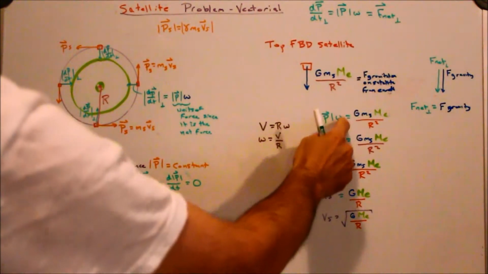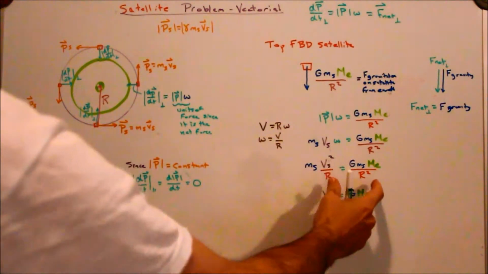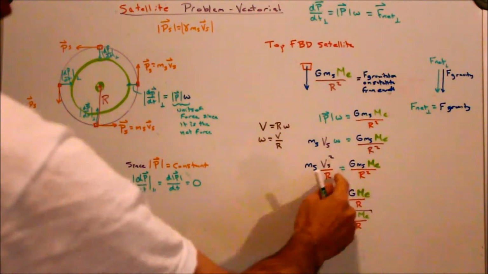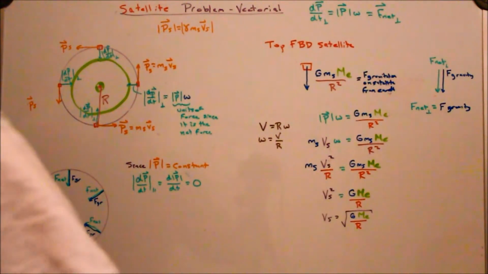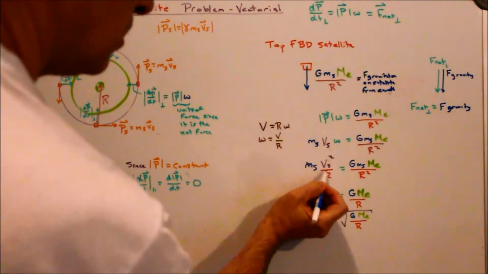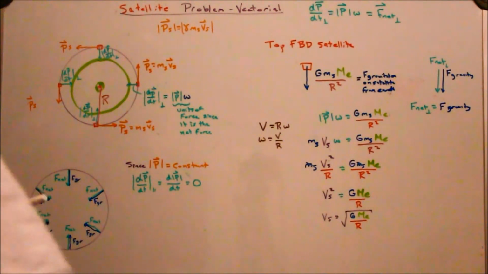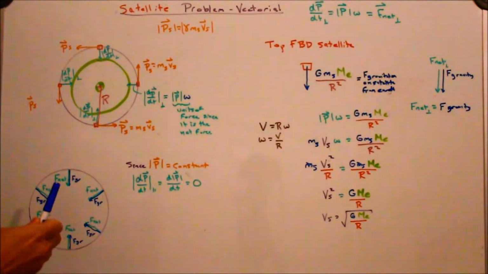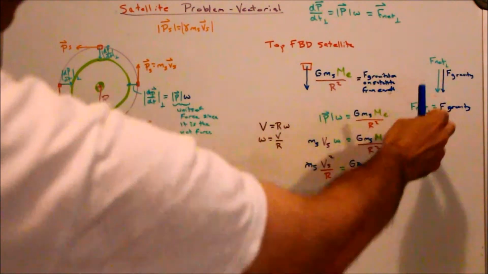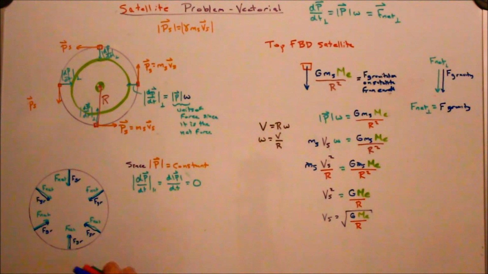Omega is this. I can substitute in for omega. Get this. Those are the same. Mass of the satellite doesn't matter. Divide by an r, I get this, and so there's my velocity of the satellite. Real easy, and thinking about things vectorially helps me, and actually drawing them helps me understand the problem.